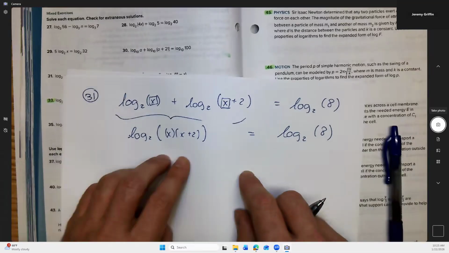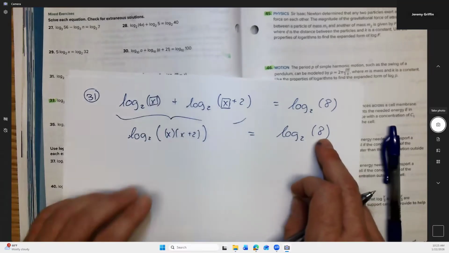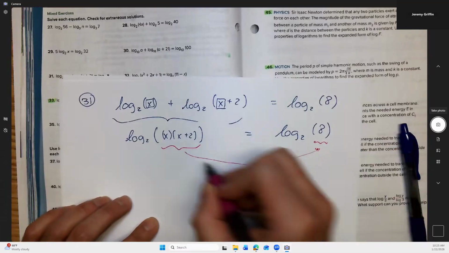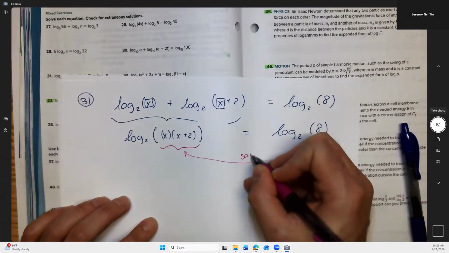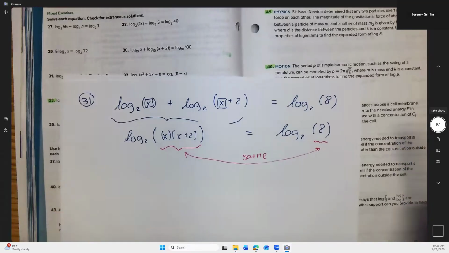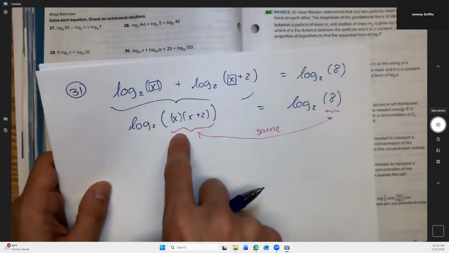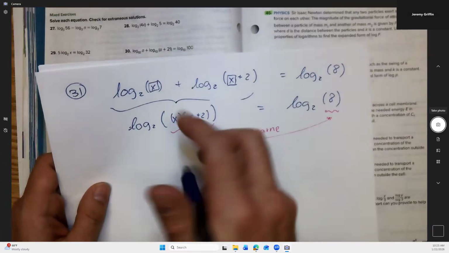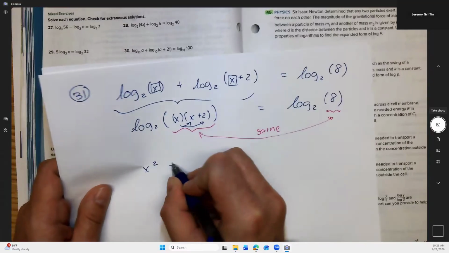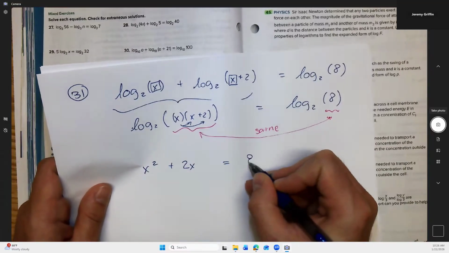Guys, if log base 2 of something equals log base 2 of something else, what do you know about these inside pieces? Are these the same? They have to be equal. The inside part has got to be the same, right? Could I also expand this out? Can I distribute the x and go x squared plus 2x? So that's all equal to 8.